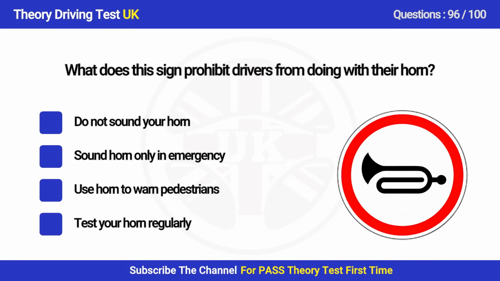What does this sign prohibit drivers from doing with their horn? A. Do not sound your horn. B. Sound horn only in emergency. C. Use horn to warn pedestrians. D. Test your horn regularly.